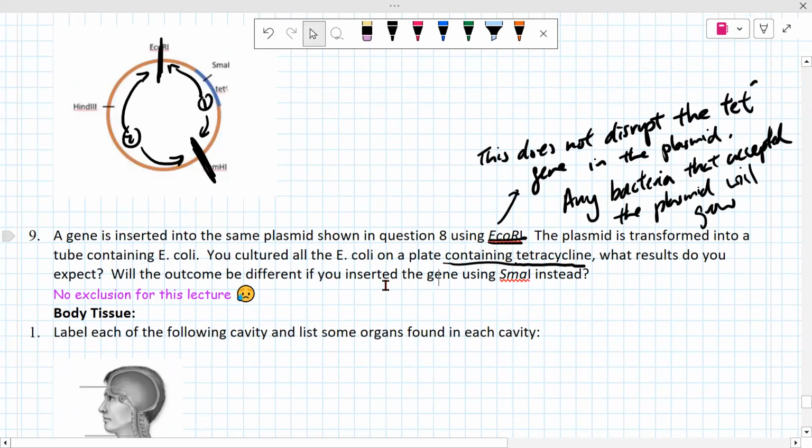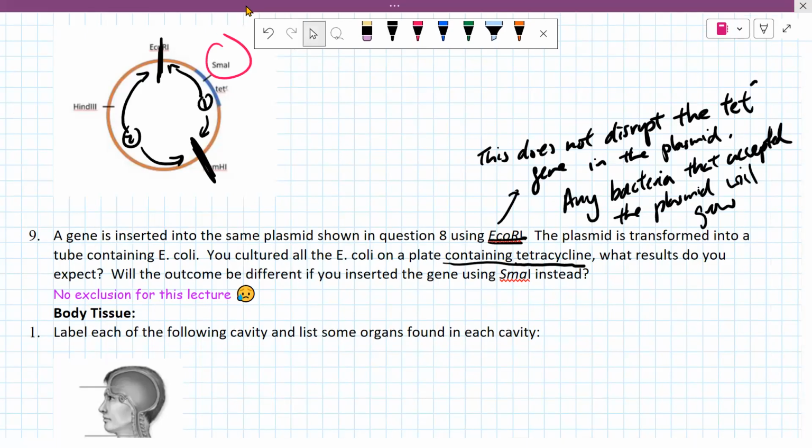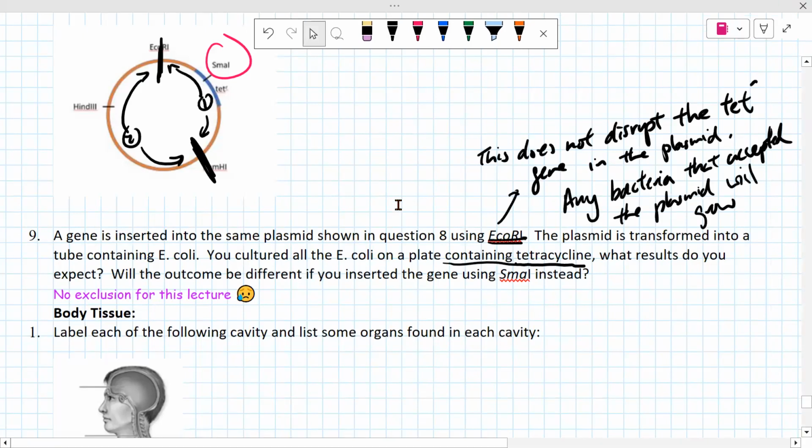Will the outcome be different if you insert it using SmaI? Yes, it will be different for sure. SmaI is going to cut right in the middle of the tetracycline resistance gene, and even if you accepted the plasmid, it's not going to help. It's going to die. So the question you have to ask yourself on the test is whether or not the insertion is going to be disturbing the resistance gene.